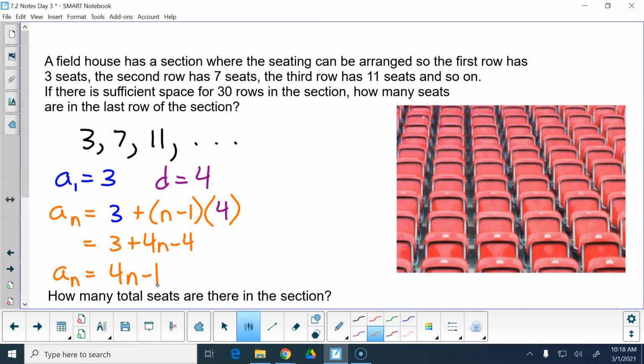Is that the answer that we were looking for? What do we need to do with it, Hope? So we got to figure out how many seats are in that last row, right? So I'm going to put 30 into that formula, right? Okay. So A sub 30 is going to be 4 times 30 minus 1. 4 times 30 is 120. Minus 1 is 119.